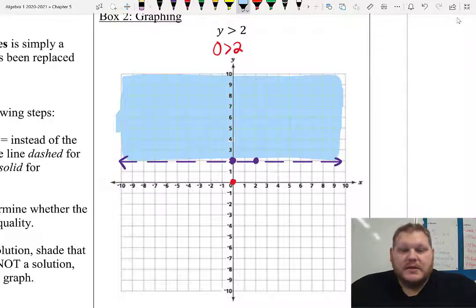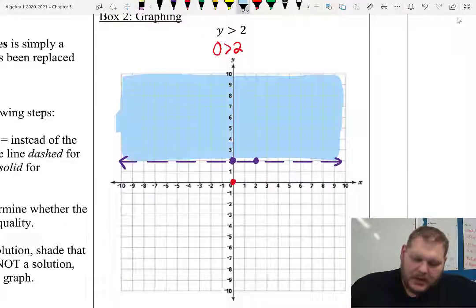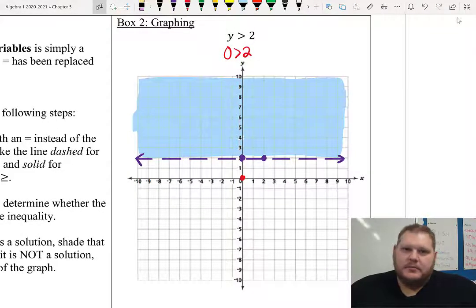The other way of doing this, as long as your y is by itself on the left side, in standard slope-intercept form, if it's greater than, it's shaded above my line. If it's less than, it's shaded below my line. So kind of like how we always looked at it back in chapter 2, where greater than or less than always pointed to the direction that should be shaded. Here, greater than is above, less than is below. But otherwise, you can always use your test point.